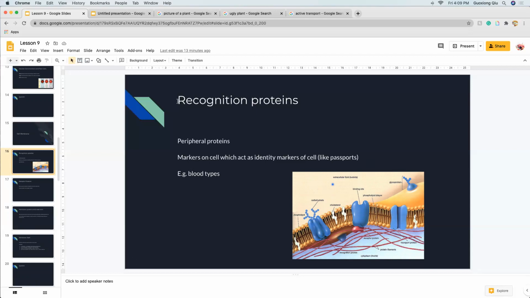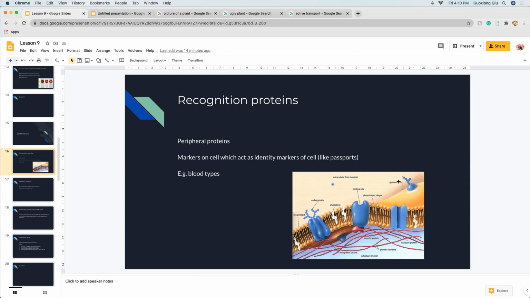First up, we have recognition proteins, also known as peripheral proteins. These proteins are usually on the outside of the cell membrane. They act as markers on the cell, which identify what kind of cell they are. They're like passports. So let's say white blood cells are passing by, looking for viruses or diseases that don't belong, and then they see this cell of yours and check it with its marker.